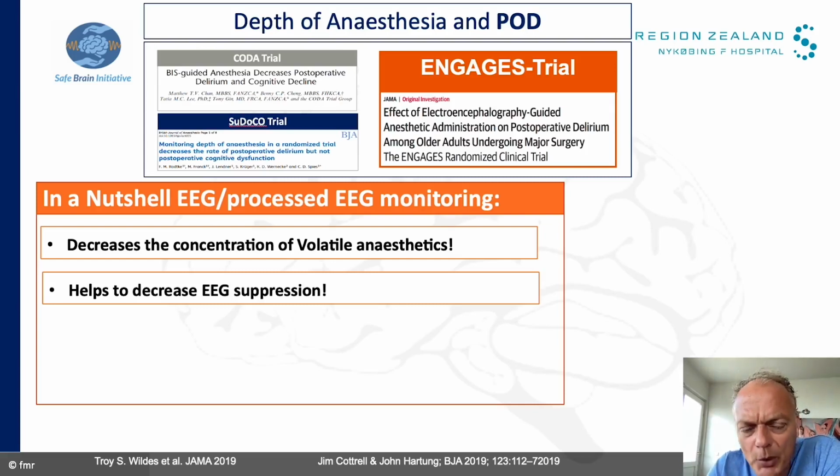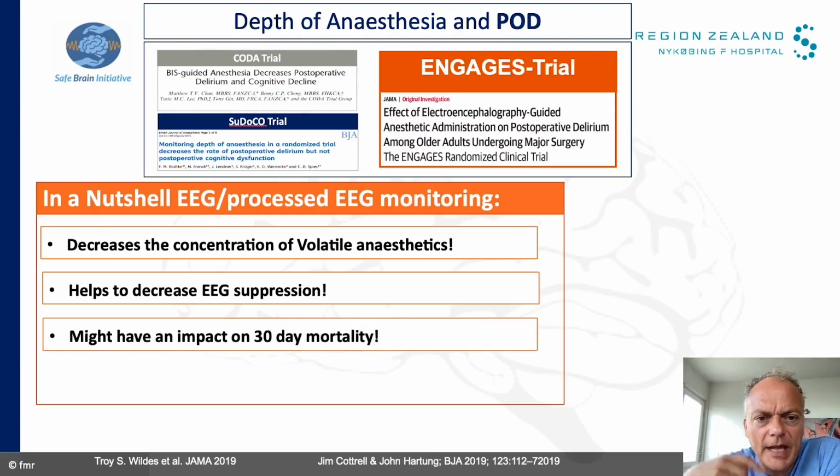So avoiding burst suppression in most anesthesia cases is absolutely something that you should go for, because this helps in avoiding postoperative delirium. Interestingly enough, the ENGAGES trial also showed that it decreased the 30-day mortality in patients that received EEG monitoring intraoperatively. But you have to be careful in interpreting or generalizing these results. What the ENGAGES trial did not find is that EEG monitoring helps to decrease delirium.